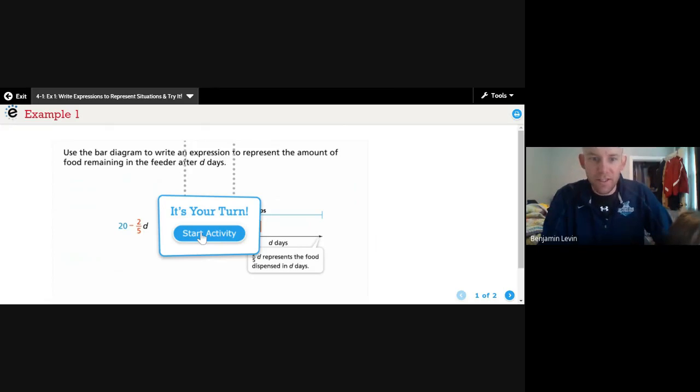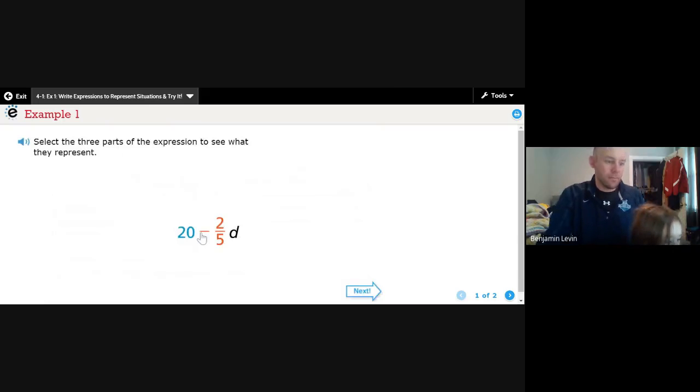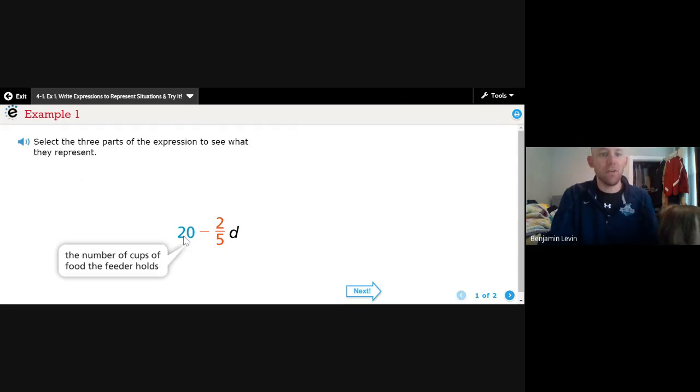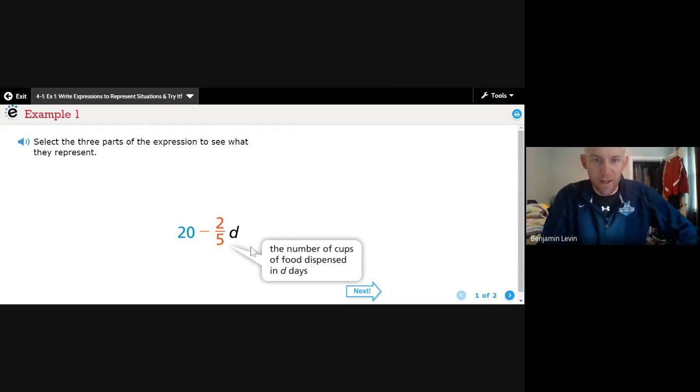Okay, let's start our own activity and try it. Select the 3 parts of the equation to see what they represent. So we already know that 20 is the original amount that the feeder holds, right? The feeder holds up to 20 cups. Now, 2/5 is the amount of dog food that the dog eats each day, right? The dog gets 2/5 of a cup, or 0.4 in a decimal. If you punch in 2 divided by 5, you would get 0.4. 2/5 of a cup each day.